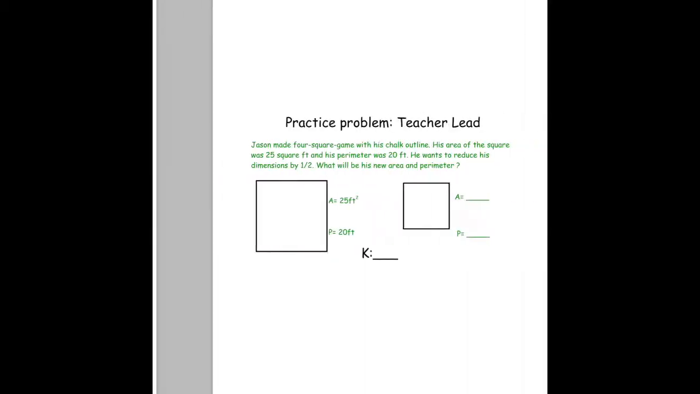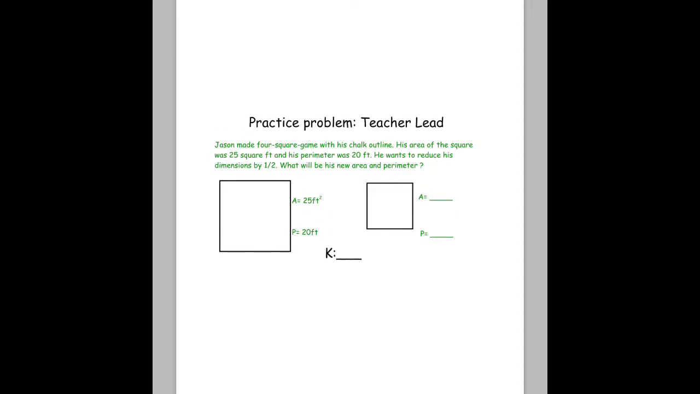Let's try one more. Jason made a square game with his chalk outline. His area of the square was 25 square feet and his perimeter was 20 feet. He wants to reduce his dimensions by a half. What will be his new area and perimeter? So our scale factor is going to be 1/2. It tells me that right here, it's reduced, so it's going smaller. Our scale factor is a half, which is less than 1, which tells us that it's going to get smaller. So it's a reduction. So our original area is 25 and our perimeter is 20.